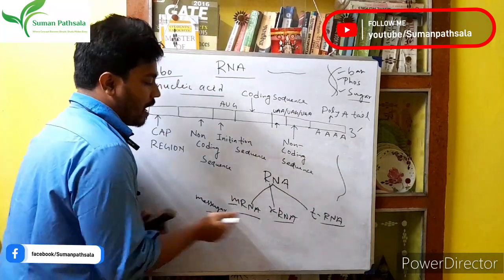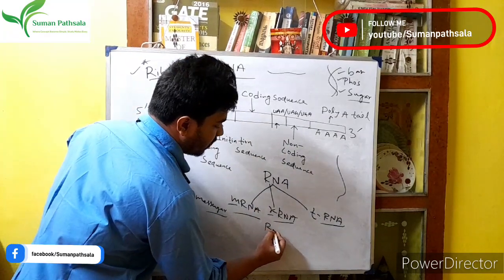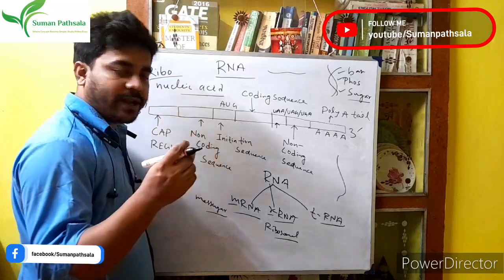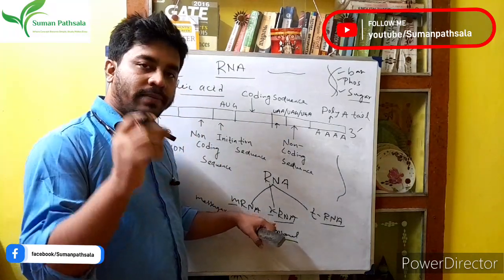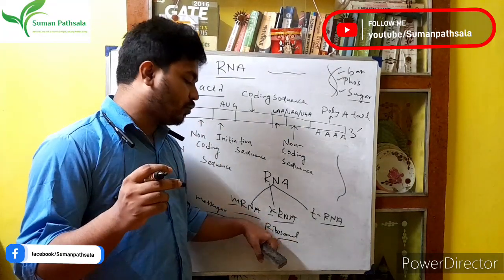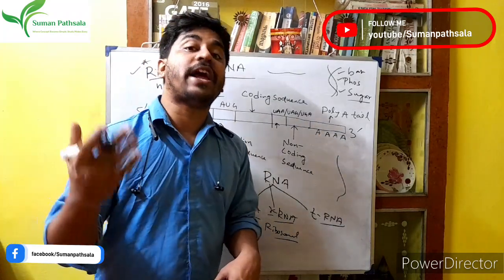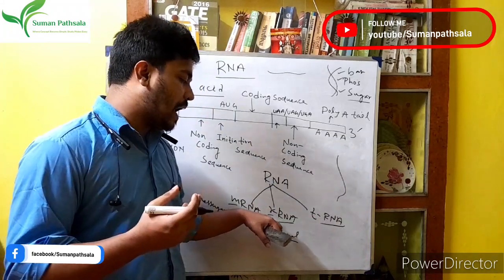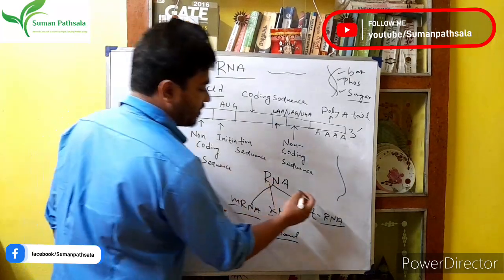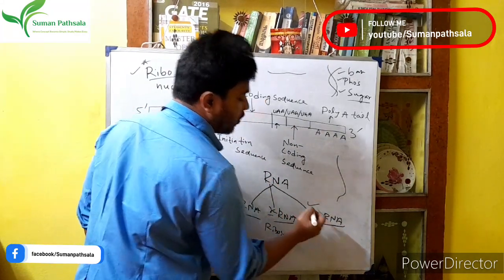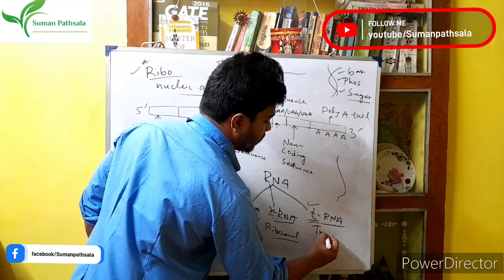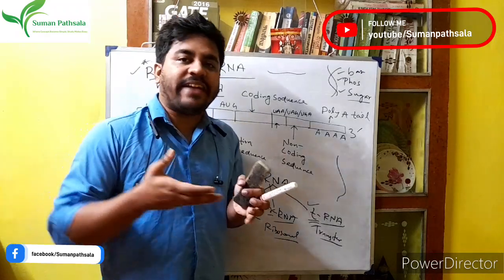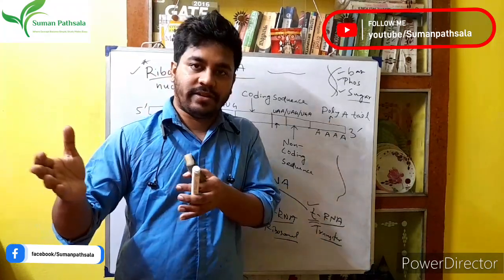Okay, next one is the rRNA. R means ribosomal RNA. Ribosomal, a small type of RNA. Naturally, rRNA is used for the formation of the ribosome. For the production of the ribosome, we generally use rRNA. And this is one more type of RNA, tRNA. tRNA is called transfer RNA. Transfer, which acts as a carrier to transfer something.